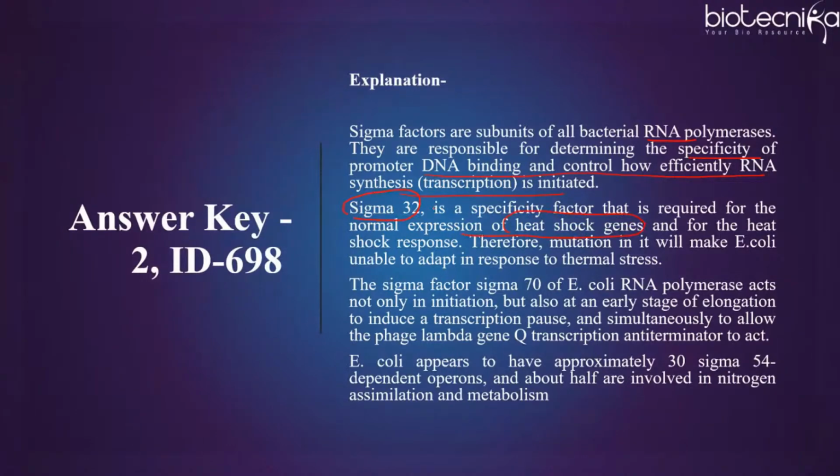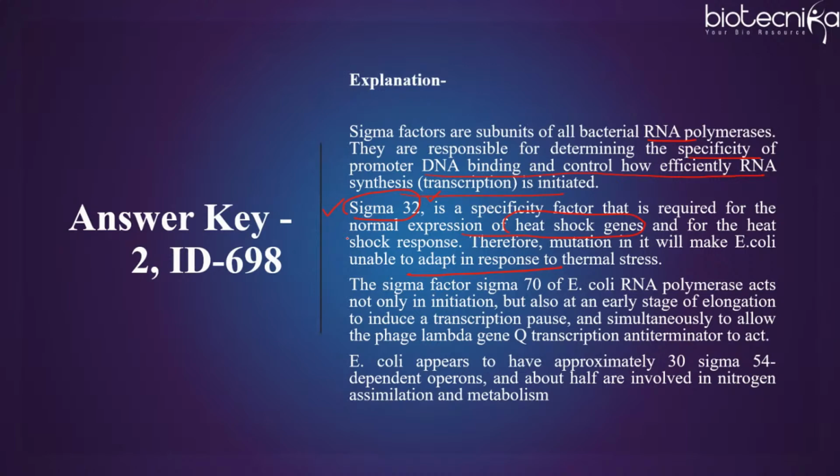Okay, so if a mutation in this sigma 32 occurs, the cell will be unable to adapt in response to thermal stress, right? So the right answer is sigma 32. Then what about the other sigma factor like sigma 70?